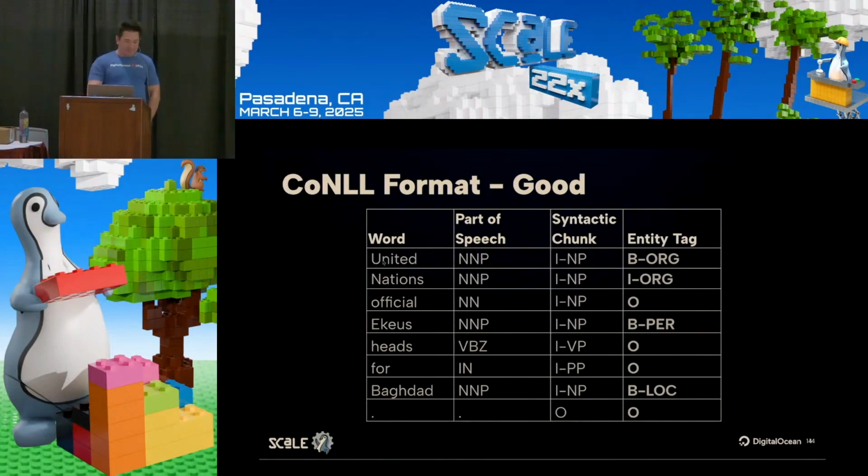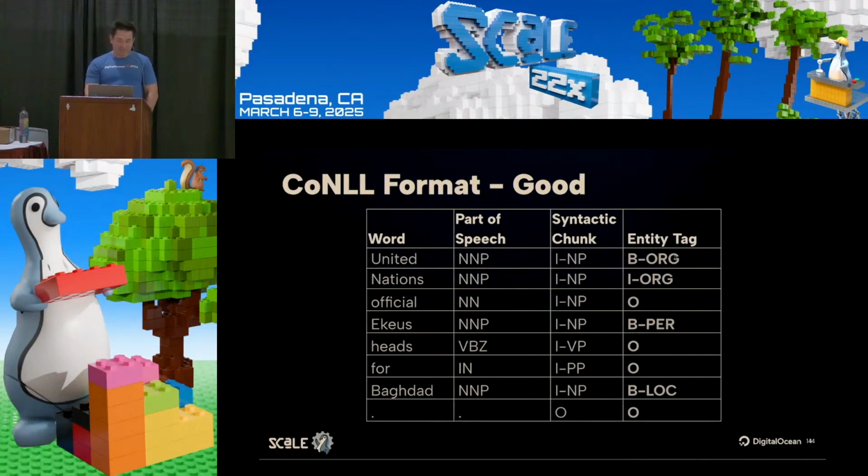So we have a sentence, United Nations official, I'm going to horribly mess up that person's name, heads for Baghdad, right? You can see the sentence right here in the left-hand column. It turns out with machine learning, you don't need these two middle columns. You can strip them out, and in the code that I provide, I actually do that. So the only two pieces that we actually care about are that word column and what that entity tag is.